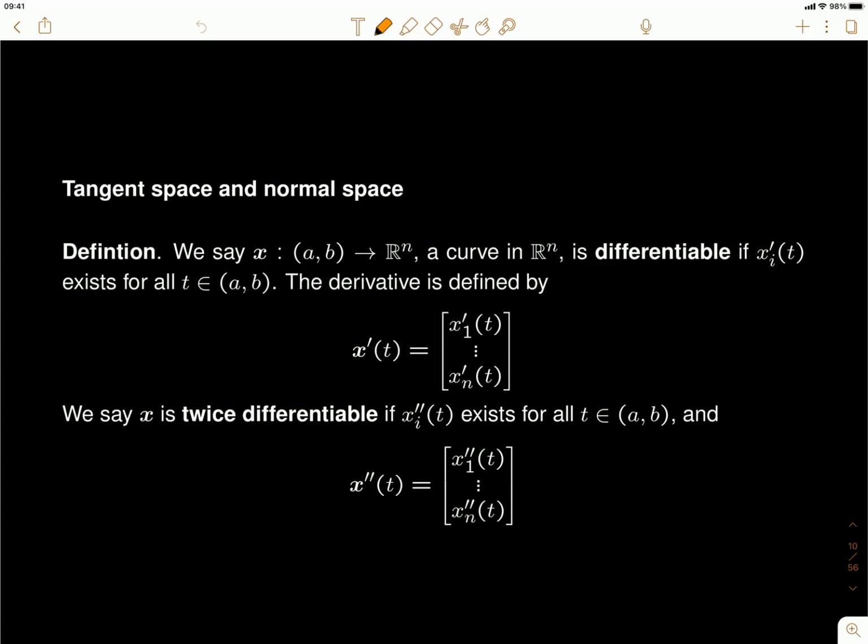Okay, so recall we started talking about the tangent space and the normal space. Before that, we first considered the concept of curves. Suppose we have a curve defined as a function from an interval on the real line to n-dimensional space. You know that geometrically that means we have a curve in some kind of space, right?